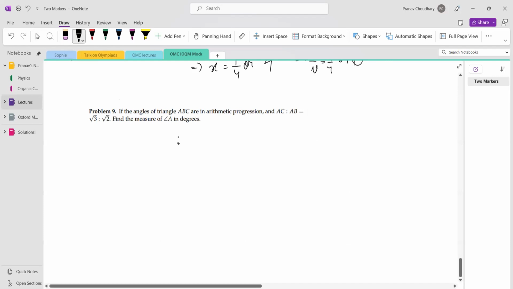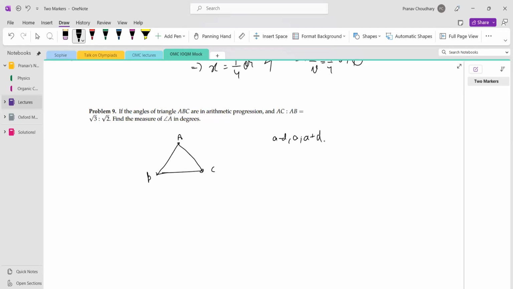So it says that in triangle ABC, the angles are an arithmetic progression. So they're of the form A minus D, A, A plus D. Okay, this much only. We know that the sum of angles of a triangle is 180, right? So that will just give you A is 60. So the angles are 60, 60 degree minus D, and 60 degree plus D.